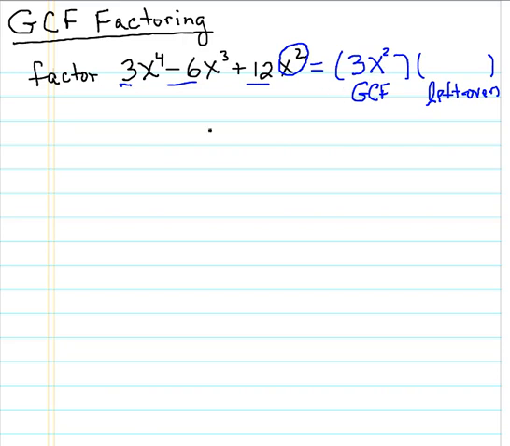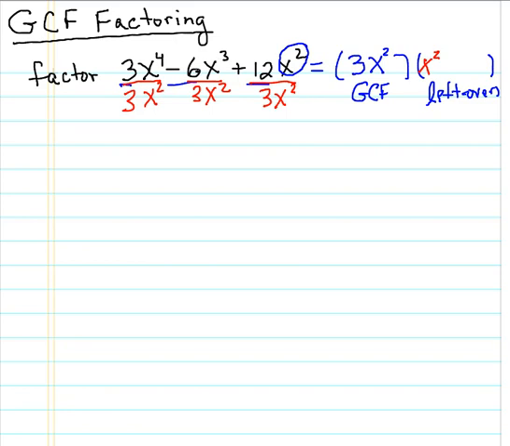To figure out the leftovers, we need to remove 3x squared from each of the terms in the original polynomial. We can do that by doing a division. So I'm going to take each term of the original polynomial and divide it by our GCF. So we're going to divide each term by 3x squared. So if we take this, 3 divided by 3 is 1. And remember, when we divide x with powers, we subtract the exponents. So x to the fourth divided by x squared, we subtract the exponents, we get x squared, 1x squared.